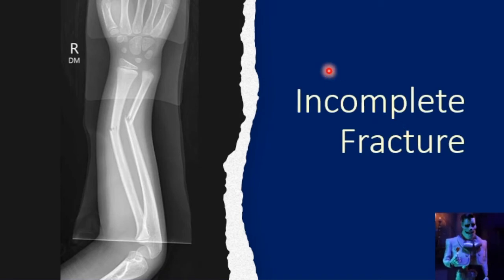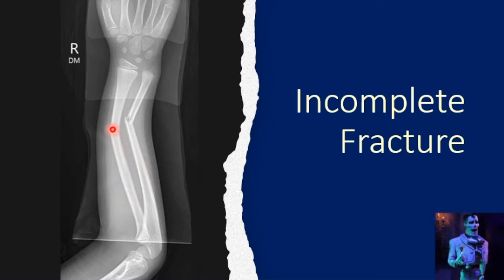Then you have your incomplete fracture. As the term would imply, an incomplete fracture does not divide the bone into two portions, because, class, the break is through only a part of the bone. So if you can notice, this is an incomplete fracture. This is involving your radius and your ulna. This involves your radius here, and this is your ulna.